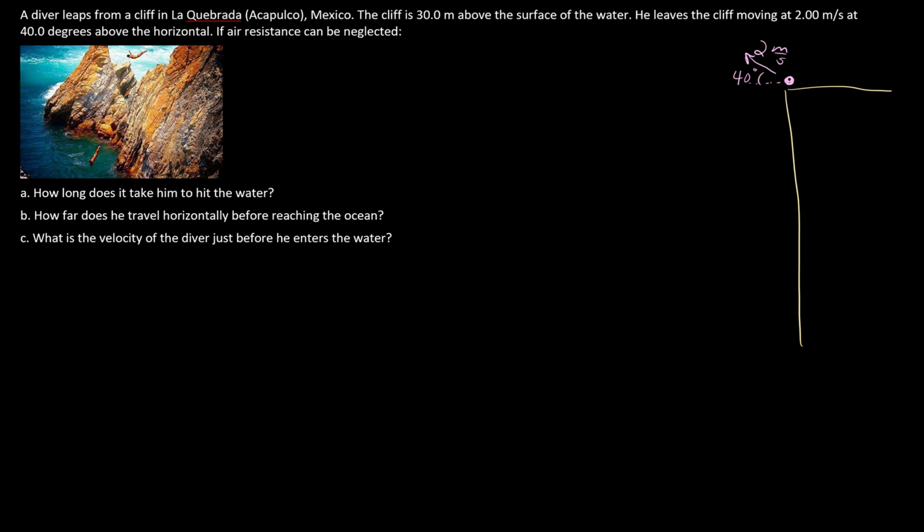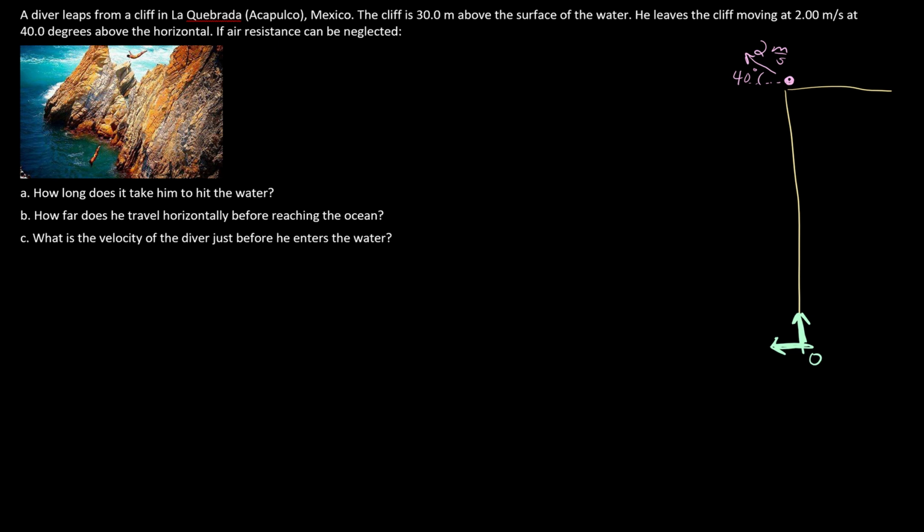So the first thing I'm going to do, I need to complete my picture. I need to set a reference frame. So I'm going to set the base of the cliff to be my y equals 0. And the spot where the cliff is, that's my x equals 0. So this is my 0 point. Positive y direction is upward, positive x direction is to the left.